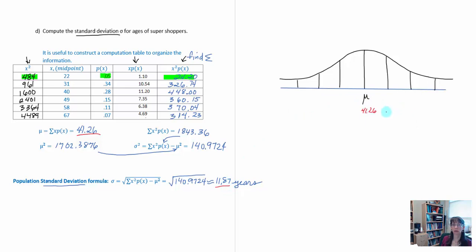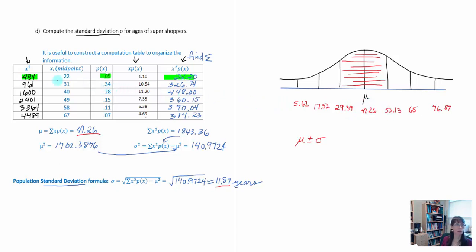So to label values to the right of the mean, we'll be adding 11.87. So let's label those. To label the x values to the left of the expected value, we subtract the standard deviation. All of the x values have been labeled. Let's look at what the x values are of super shoppers within 1 standard deviation of the expected value. So the ages of those shoppers would be from 29.39 to 53.13 years old.